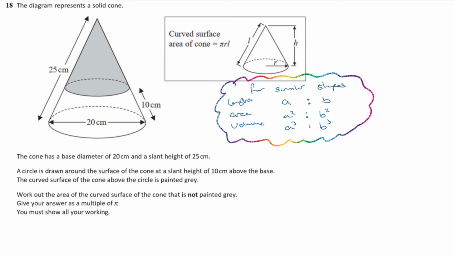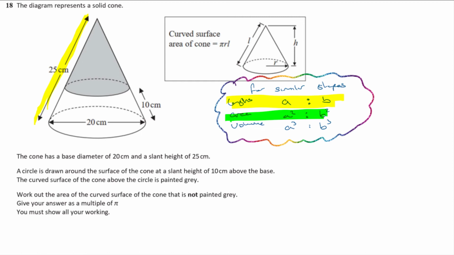Right, so what we want to know to start off with is the ratio of their lengths. I think if we can find this, then we can find the area ratio and use that to work out how much paint we're talking about here. So let's have a look at the slant height of the big cone. It's this distance here. That is 25.